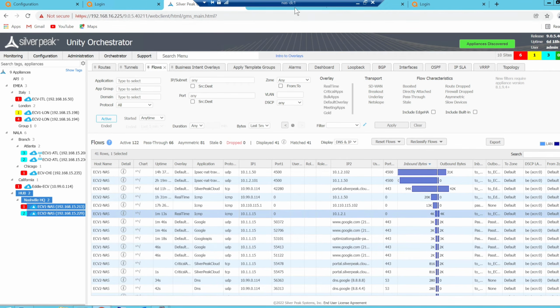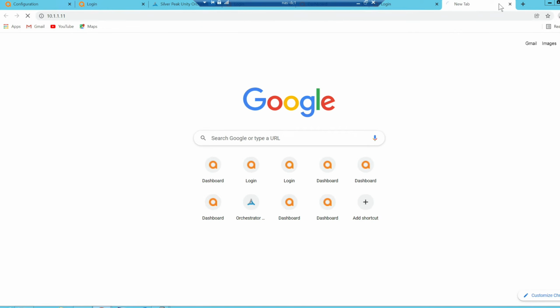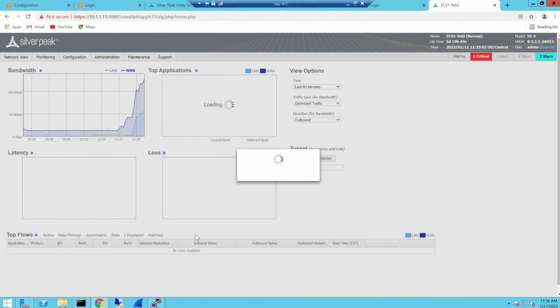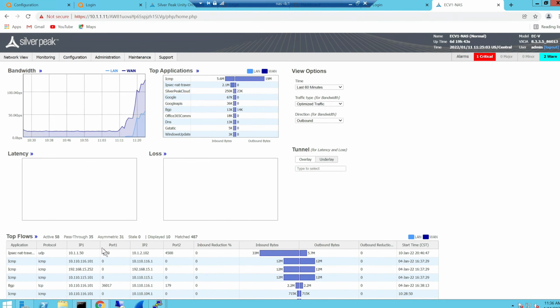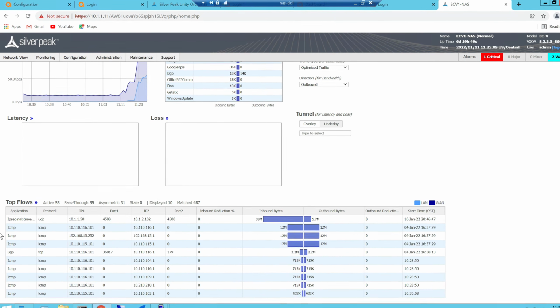What is that device? Well, can I log into it? I should be able to log into it. 10.1.1, what is it, 11? Let's take a look. We should be able to see flows right away. Let's take a look, see if we can find 15 flows here.